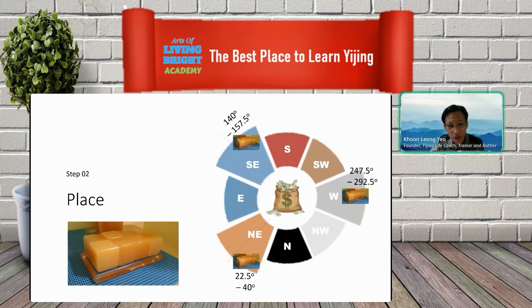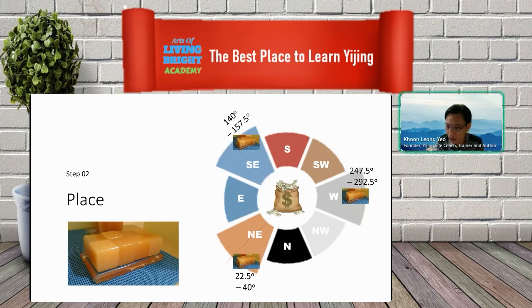Remember in 2021 and 2023, the seminar for 2021 and the seminar for 2023, if you followed me, right? You remember that for setting up the wealth sector, we required the placement of 3 sets of 8 jade cubes.